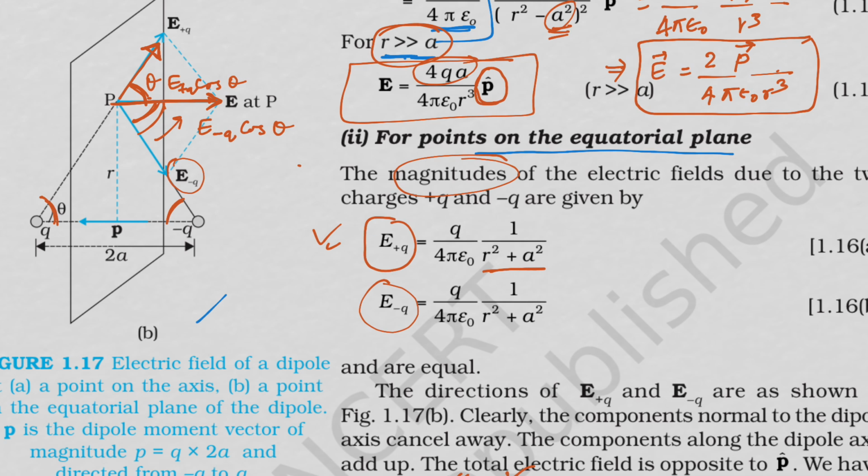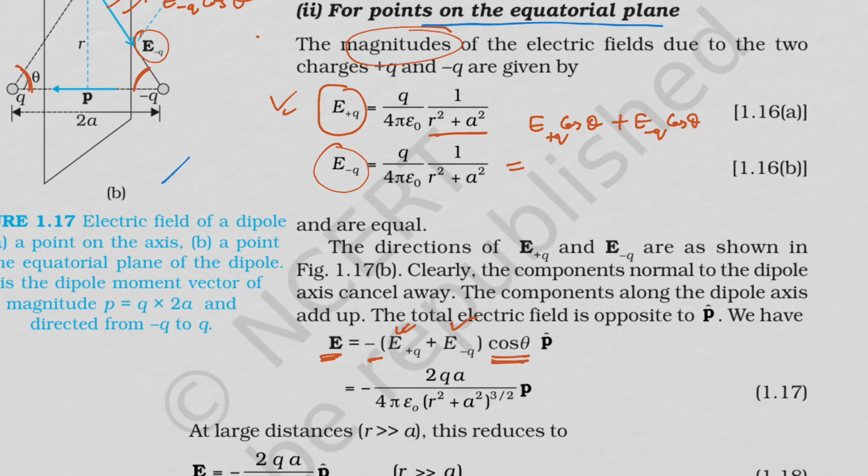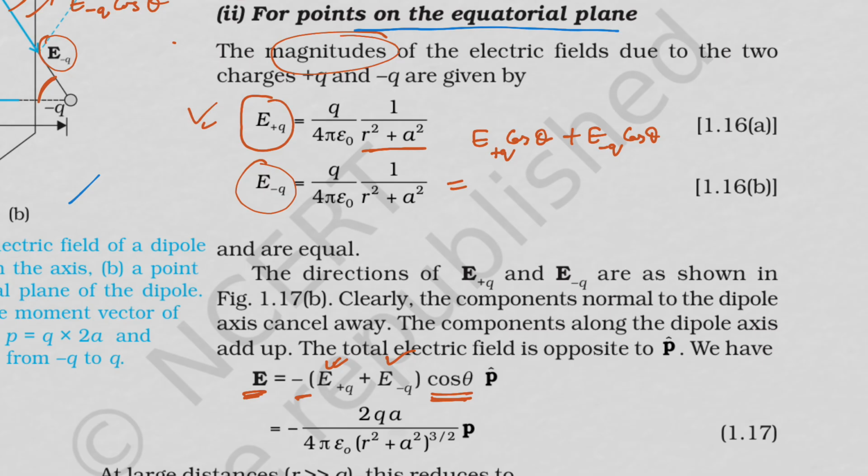All right, so we have to add these two up, and when we add these two up, what will happen? E plus Q cos theta plus E minus Q cos theta will be added up, and it will become what you can see here, 2E cos theta, because the value of minus Q and plus Q in magnitude is the same. So it will become 2E cos theta.